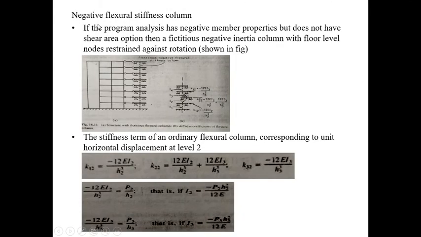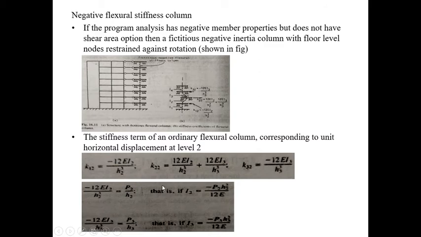Now next is that when we consider a fictitious column with negative member properties but does not have the shear area, we do not have the shear area option, but we can have the negative inertia column placed. So in here, instead of the shear area, you will be having the negative inertia column, wherein the floor level nodes will be constrained, restrained against the rotation. Rotation will not be allowed for this. So as shown in the figure, here also at level 2, you will be having a unit horizontal displacement.